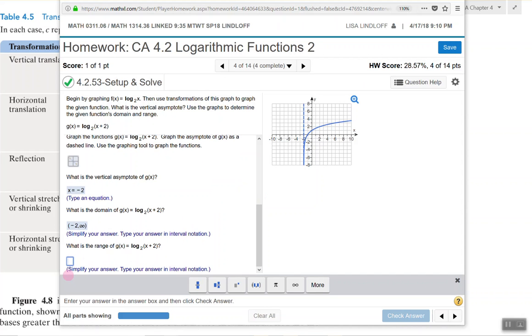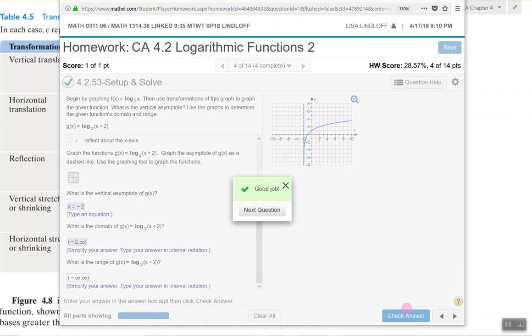The range, open interval. The range is from -infinity and it goes up. Even though it's going slowly, it is rising toward positive infinity. So I will say -infinity, tab, positive infinity.